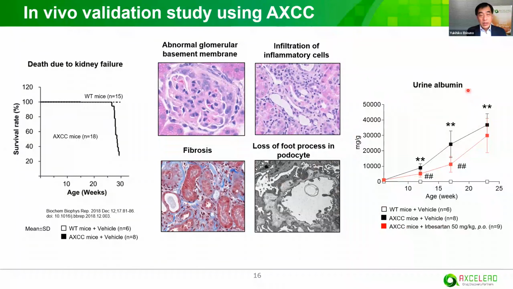So using the AXCC mouse, we tried the validation of some drugs. That one is the angiotensin 2 receptor blocker, irbesartan. So the red one is the drug treatment. As you can see here, after 80 weeks or so, we can decrease the urine albumin expression.